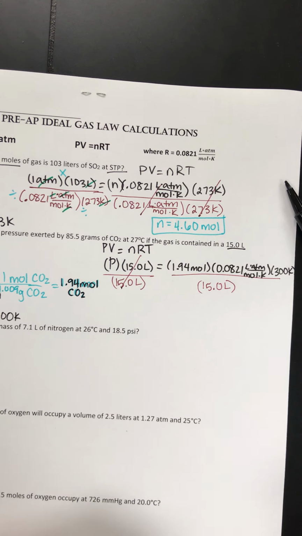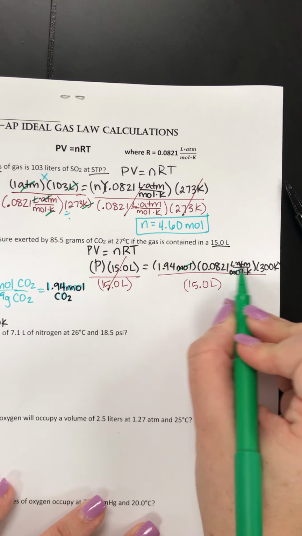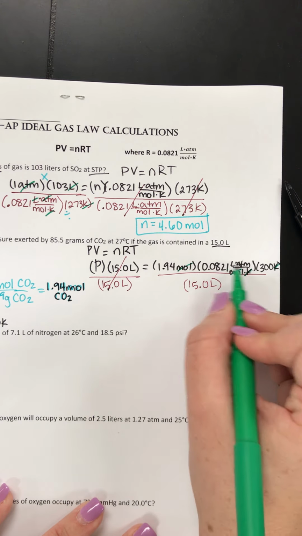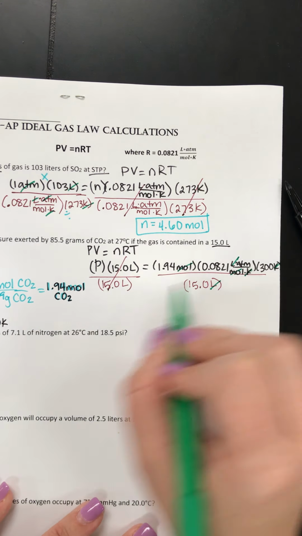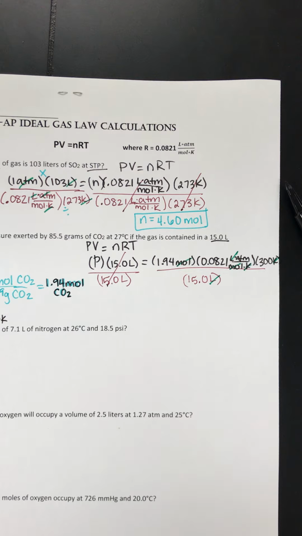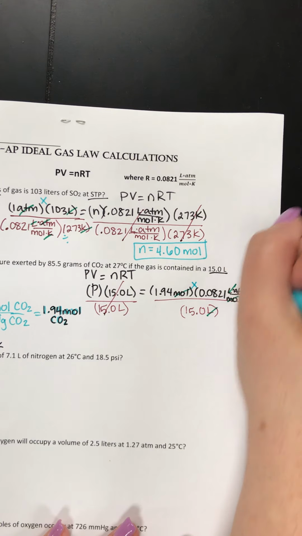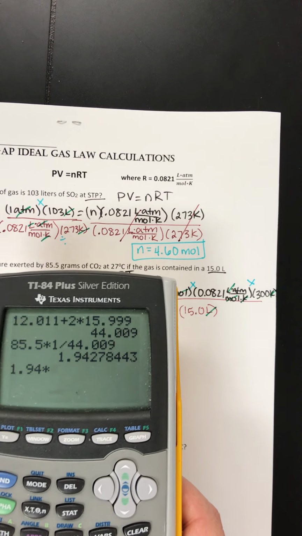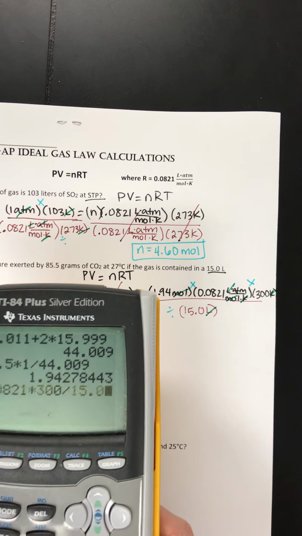So unit-wise, let's see what cancels. I have moles on top and moles on bottom. Remember, R has a fraction in it, so it's going to make things cancel. All right, I have Kelvin on top here and Kelvin on bottom underneath a little fraction. I have liters on top and liters on bottom of the big fraction bar, and I'm left with atmospheres, which is my unit for pressure. Pressure has to be in atmospheres in order to use the ideal gas law. Okay, so to solve, you're going to be multiplying the top 3 numbers and dividing by the one number on the bottom. So 1.94 times 0.0821 times 300 divided by 15.0.